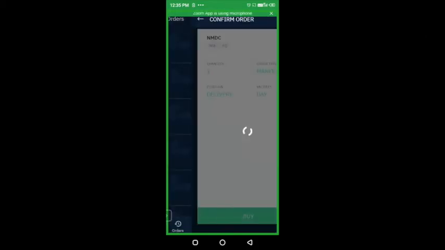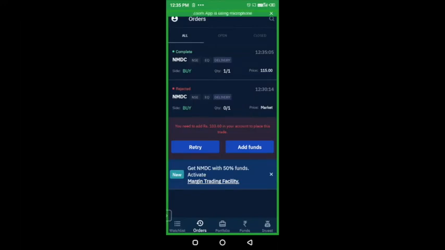It's complete now. See, initially it was rejected because I didn't have funds. Now I had added the funds, after which I tried it and it's complete now. The price at which NMDC is bought is 115. At that price NMDC was bought.